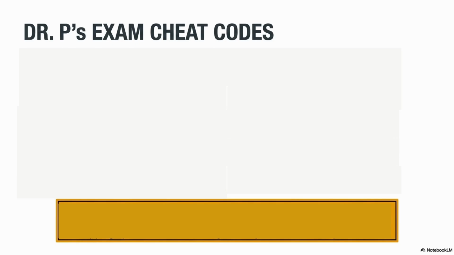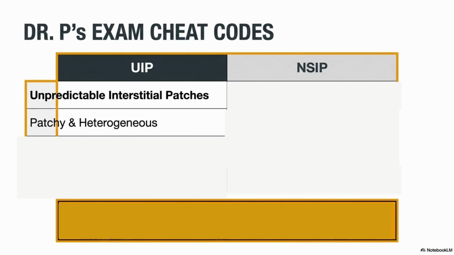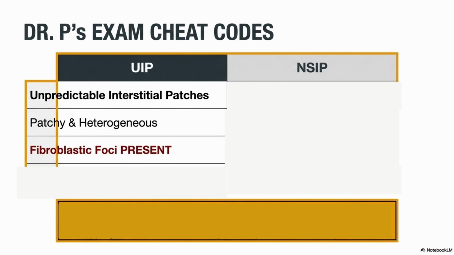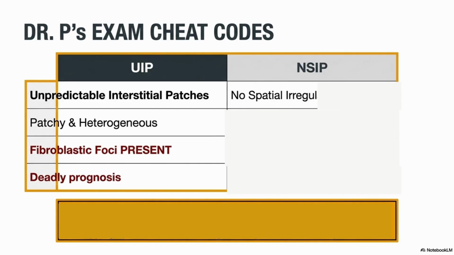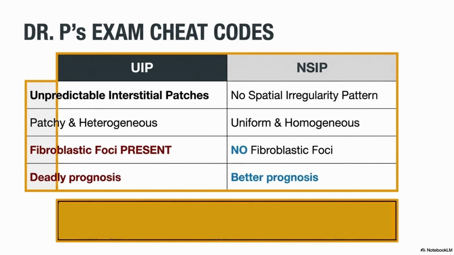Now for Dr. P's exam cheat codes. Let's contrast UIP with NSIP. Think of UIP as unpredictable interstitial patches. It is patchy and heterogeneous. Fibroblastic foci are present, and it has a deadly prognosis. On the other hand, think of NSIP as no spatial irregularity pattern. It is uniform and homogeneous. There are no fibroblastic foci, and it carries a better prognosis.